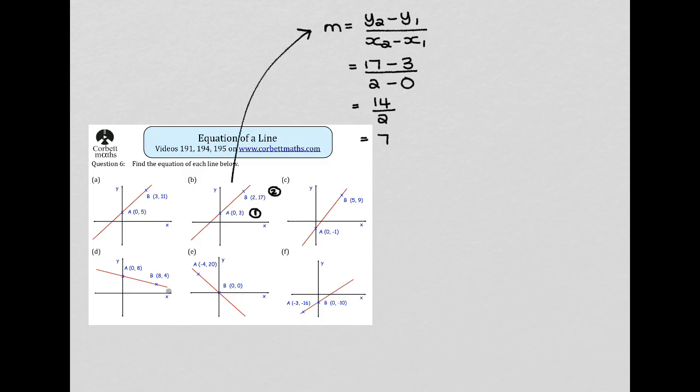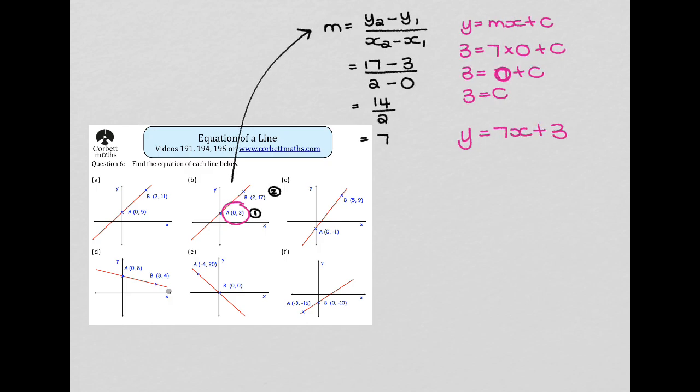I use the equation y equals mx plus c. My y value, and I can choose either one, so I'm going to go with the second one. My y value is 3. My m is 7. My x is 0, plus c. So I get 3 is equal to 7 times 0 plus c, which means that 3 is equal to c. Write all of that down as one equation. y is equal to 7x plus 3.